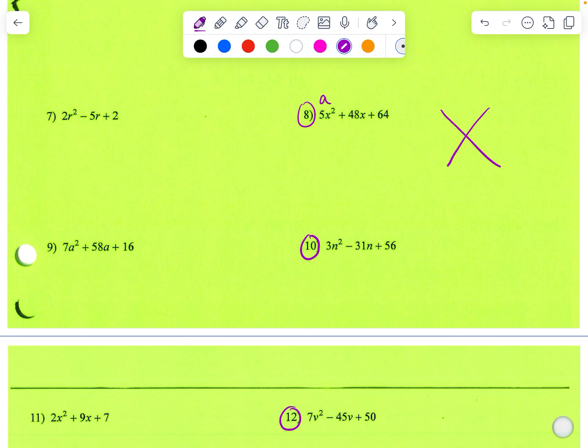So if we multiply our a times our c, which would be 5 times 64, we would get 320, and our b would be 48. And if you looked on the gold chart, you would not be able to find two numbers that multiply to 320 and add to 48. So a great way to get started is to just look at the 64.